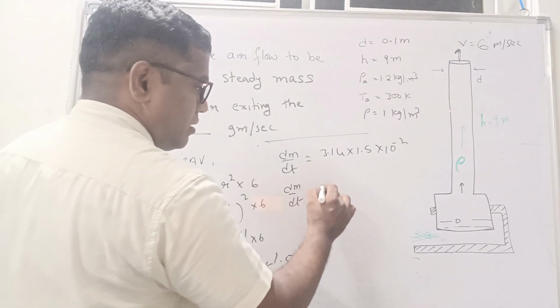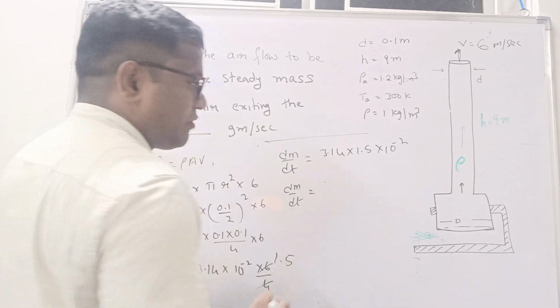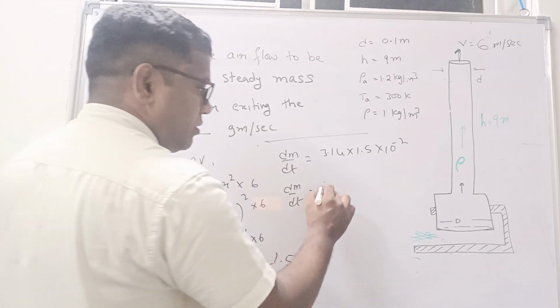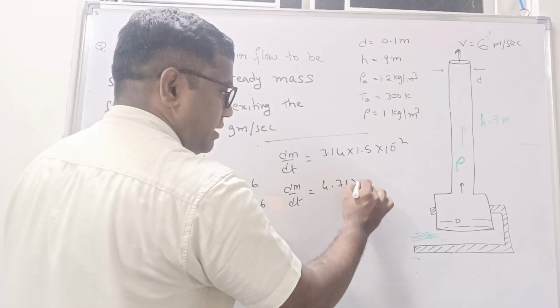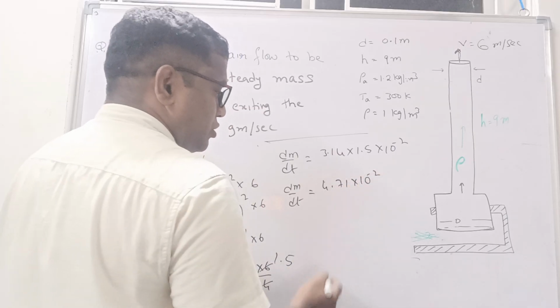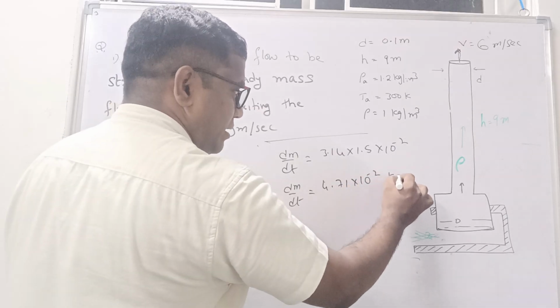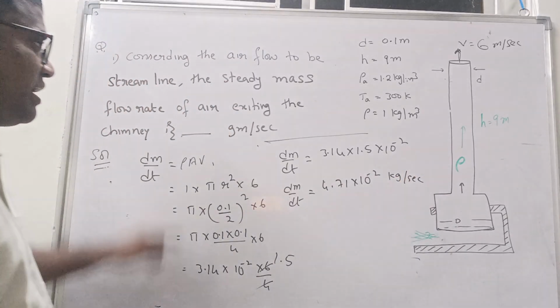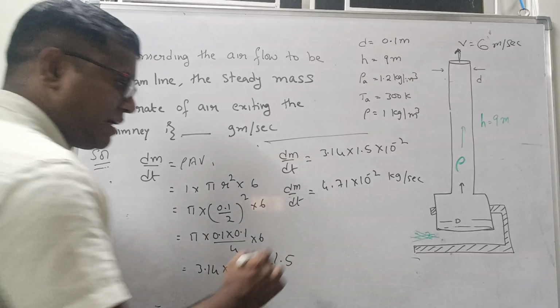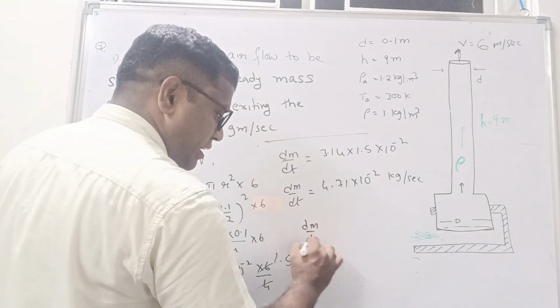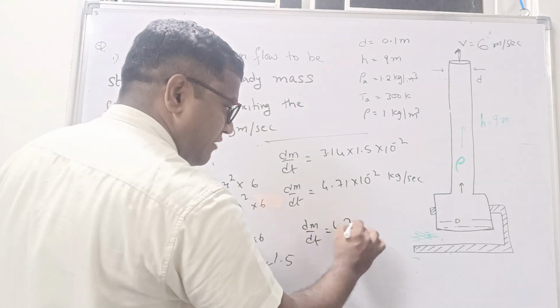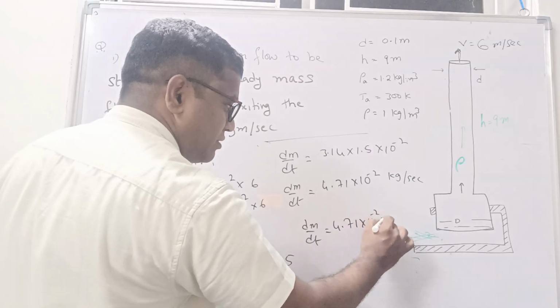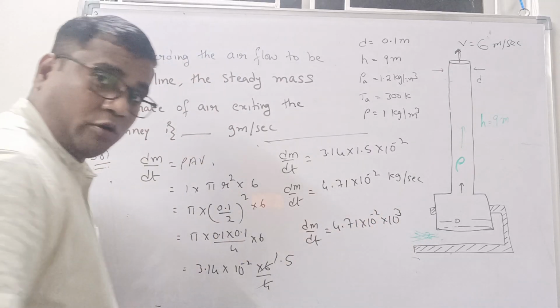See here, 3.14 into 1.5, so here 4.71 into 10 power minus 2. So this one will be kg per second, but the answer is saying in grams. So I want to write here dm by dt, which is equal to 4.71 into 10 power minus 2 into 10 power 3. So we know how to convert.